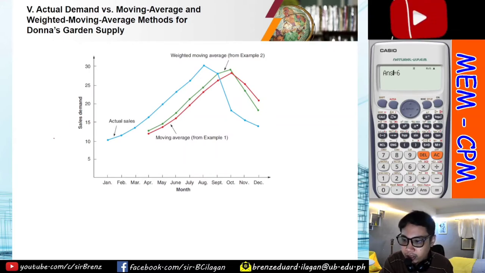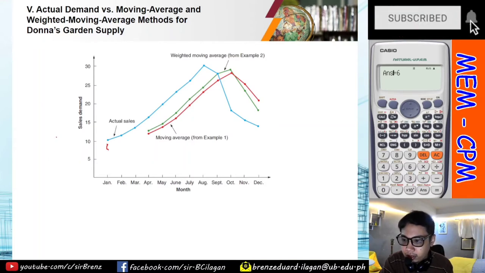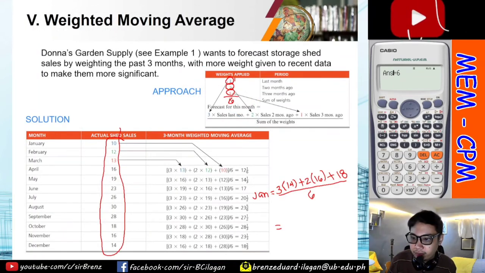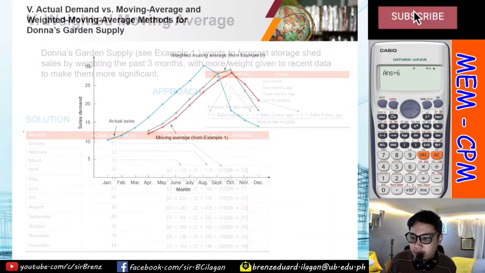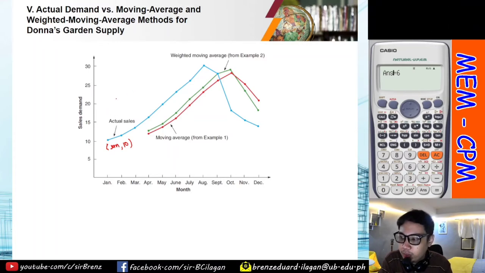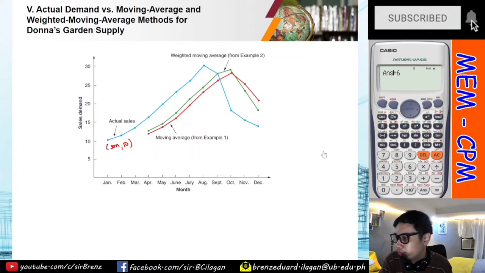So, parang nagpapat ka lang ng point sa axis natin. Dito sa coordinate system natin. So, sa January, yung X mo nga, di ba, January, and then 10. So, kung babalikan mo yung table, ayan, so January, 10. So, pag-connect mo lang sila, and then, dito sa, itong red line, this is the moving average. So, ito yung ginamit natin for example number 1. And, para dun sa na-agreen, ito yung weighted moving average.